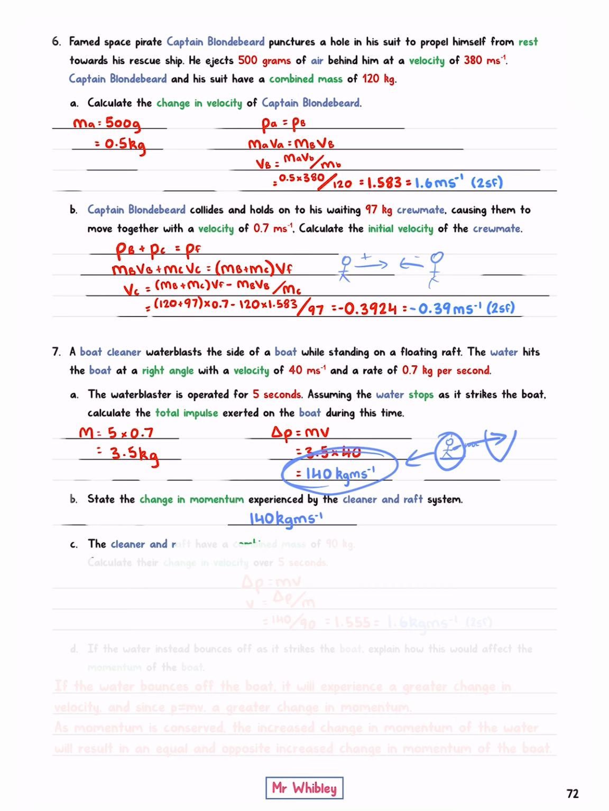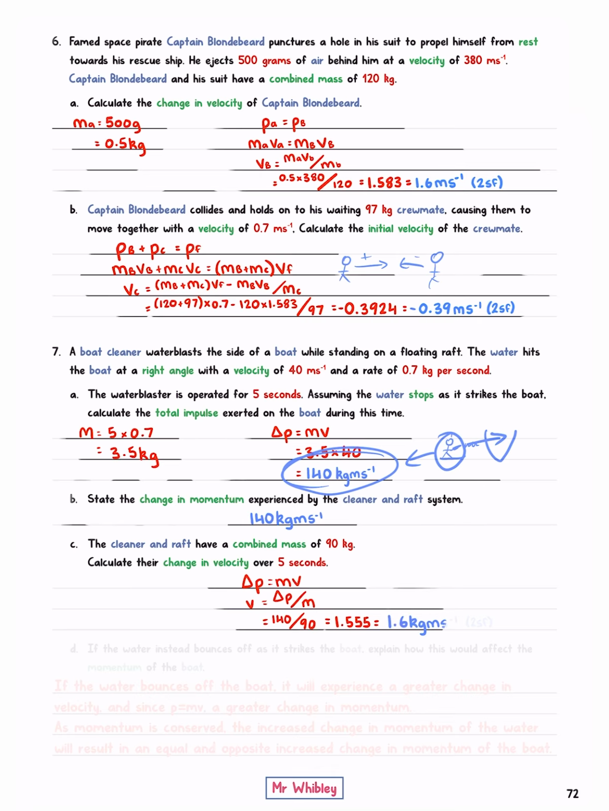The cleaner and raft have a combined mass of 90 kilograms. Calculate their change in velocity over 5 seconds. We can use our momentum equation, solving that for our velocity by dividing both sides by the mass, putting in the change in momentum, and the mass that we were just given gives us 1.555 or 1.6 kilogram meters per second to two significant figures.